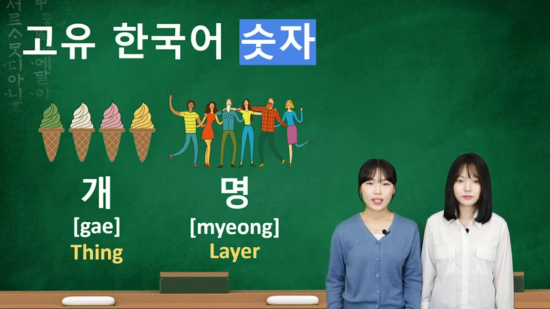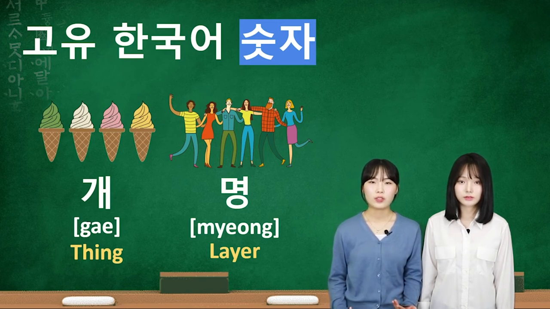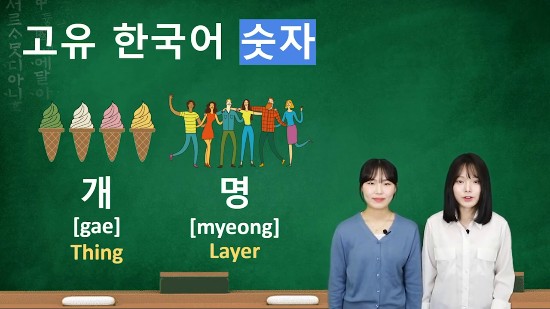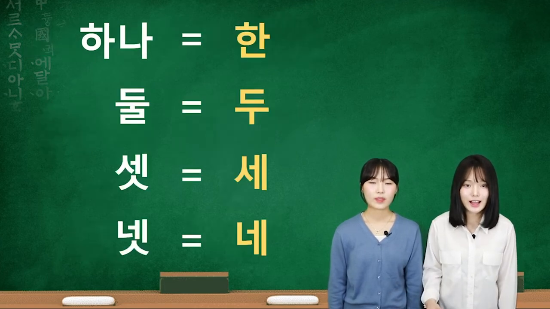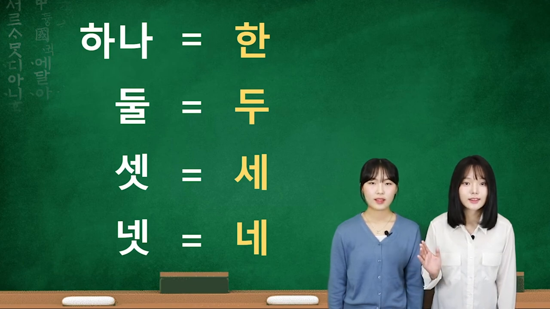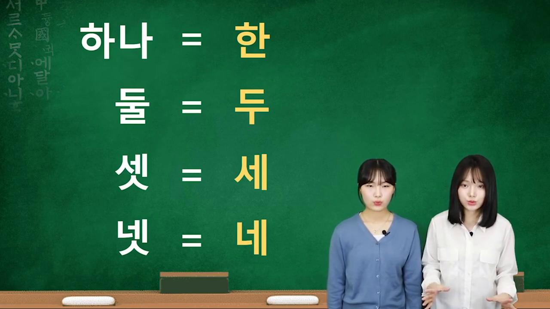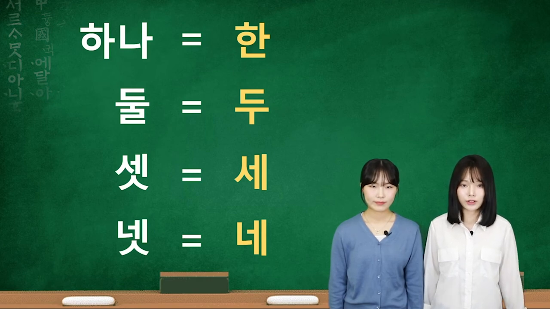The next thing to learn is the use of native Korean numbers. We are going to learn about the use of numbers, about 개 and 명 in native Korean. But before you learn to use it, there is something to remember. There are exceptional numbers in native Korean numbers. 하나, 둘, 셋, 넷. These four numbers become 한, 두, 세, 네, except for counting them in order.